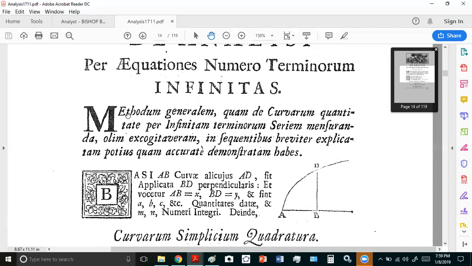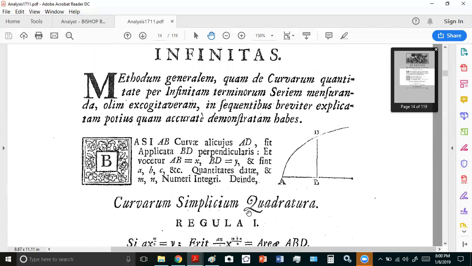So in this first section here, it says, Methodum generalem quam de curvarum quantitate per infinitam terminorum seriem mensuranda olim excogitavi, in sequentibus breviter explicatam potius quam accurate demonstratam habes. I think what that basically means is that it's a general method for quantitative curves, which are measured by endless series or infinite series, and briefly explained in the following more than accurately demonstrated. Okay, so he begins here and he starts with curvarum simplicium quadratura, and that means quadrature of simple curves.